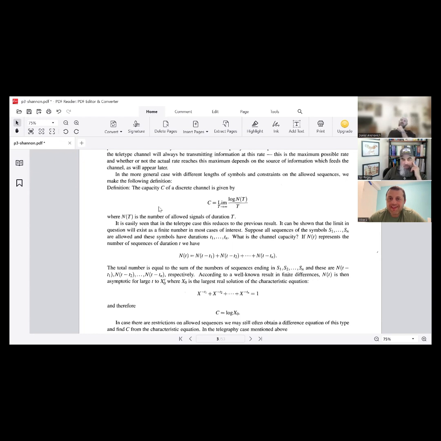So in a sense, the channel capacity is like, when you hear capacity, how many bits per second can we transmit on this medium? That's it. Yeah.